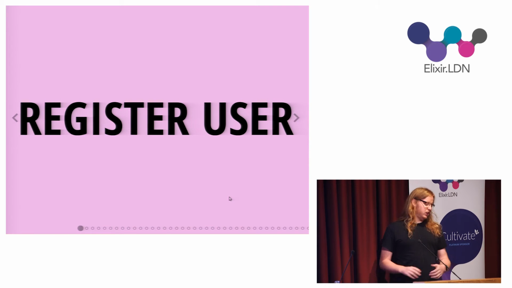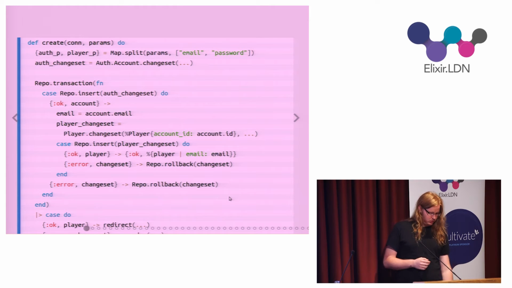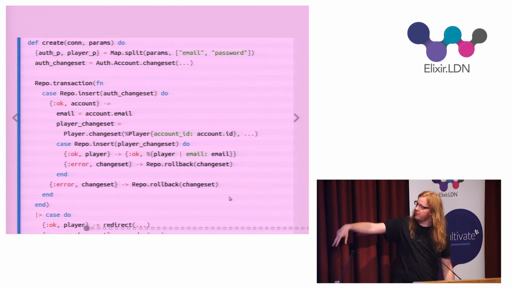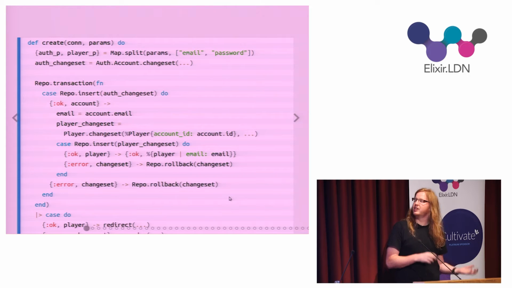So let's talk about registering a user, which is a pretty common workflow in an application. Here's a controller action, the create action. The bottom of this slide is not important, probably. We've got these params that come in, the HTTP params, and we're splitting on them. The email and the password go to these auth params, and the other params go into the player params.